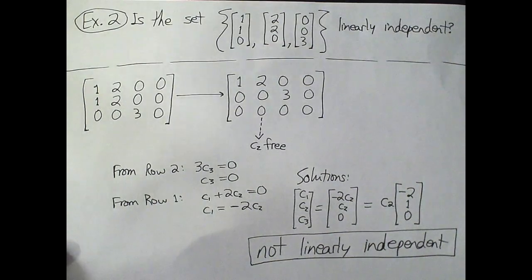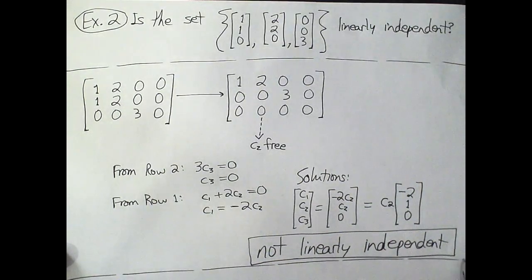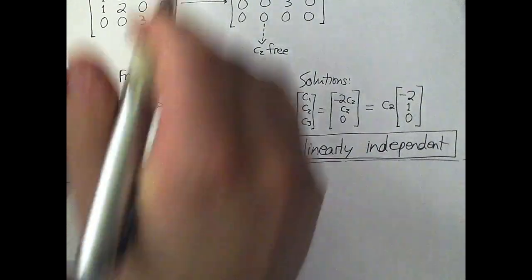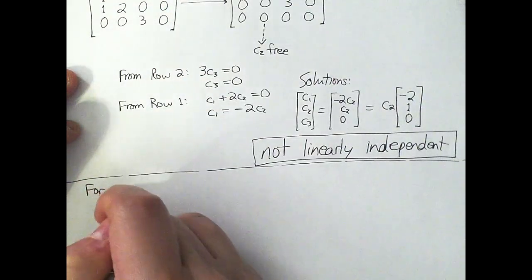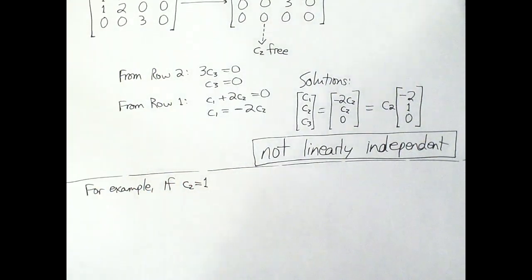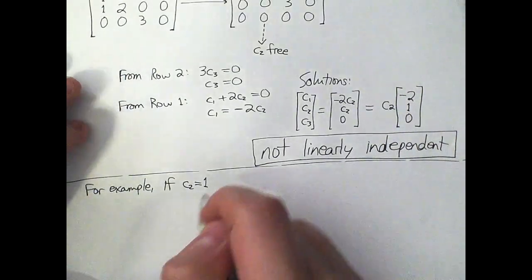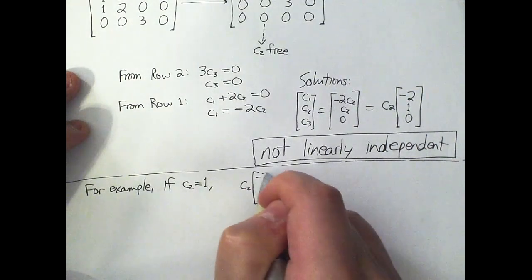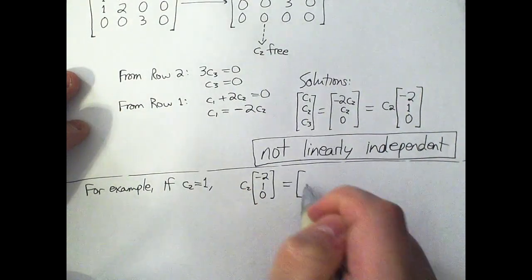So we answered this question, but I want to talk about it a little more. We found other solutions. We found non-zero, non-trivial solutions, right? Because C2 could be something that's non-zero. Maybe C2 could be 1. So, further discussion of this result. For example, if C2 equals 1 (C2 is free, which means it can be any real number), then C2 times this vector just equals this vector.